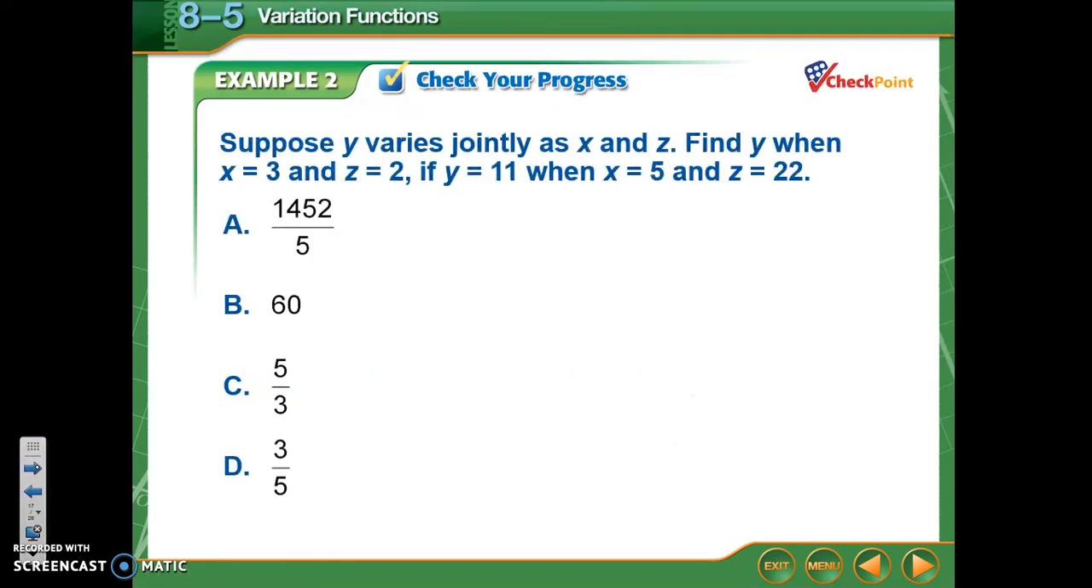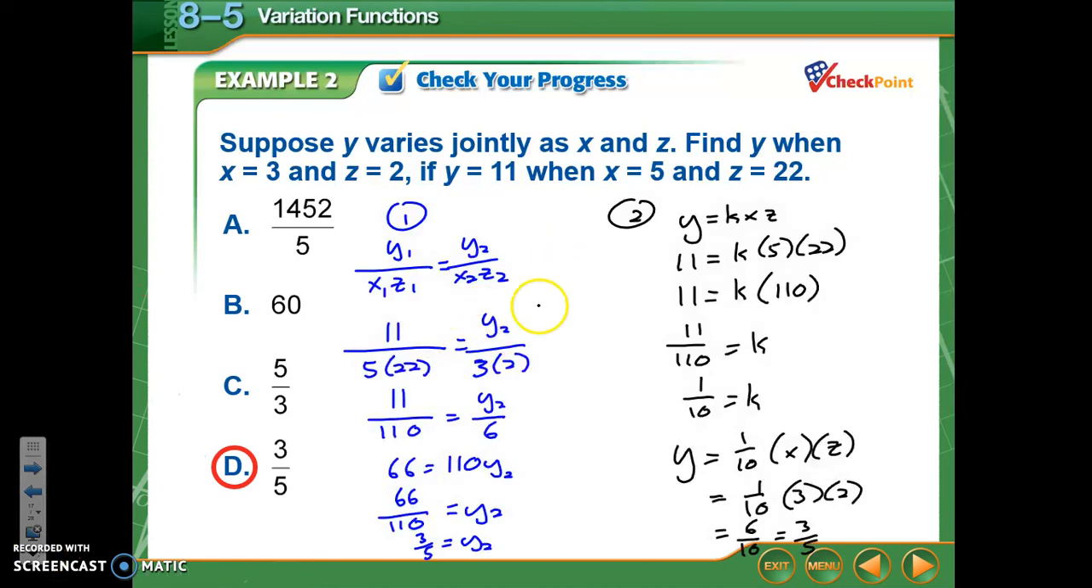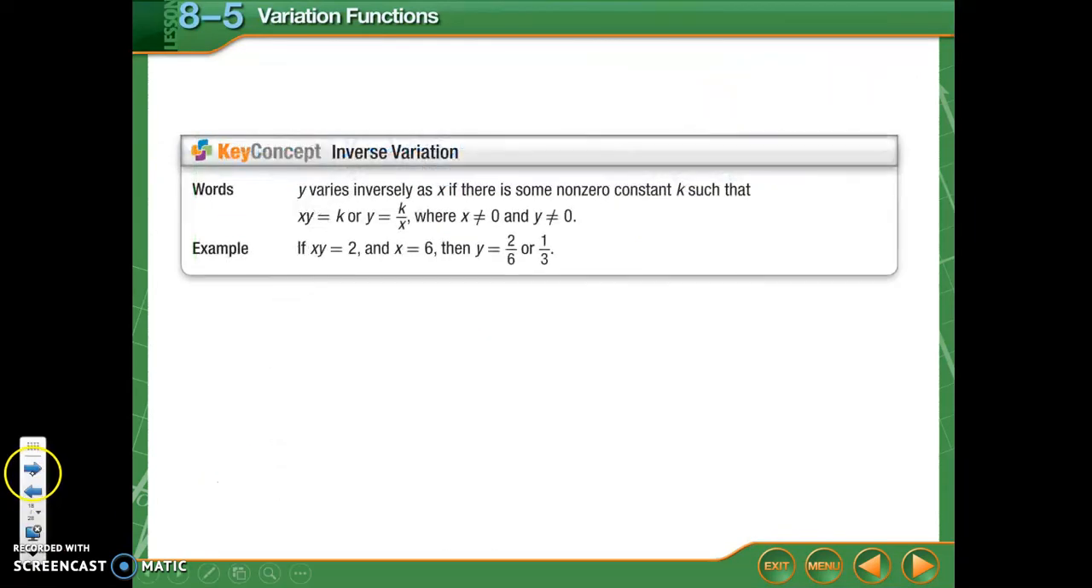So you guys try one. Try a joint variation problem. All right, in this case, we end up with 3/5. And again, there are both methods, using the proportion and using the equation. Either one is fine. All right, our third kind of variation in this section is inverse variation.